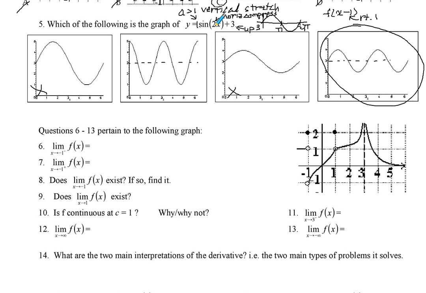If it's less than 1, you stretch. If it's greater than 1, then you compress. And then the outside, adding, subtracting is up, down. Multiplier in front is your vertical stretch and vertical compression instead of horizontal. Bigger than 1 stretch, less than 1 compression.